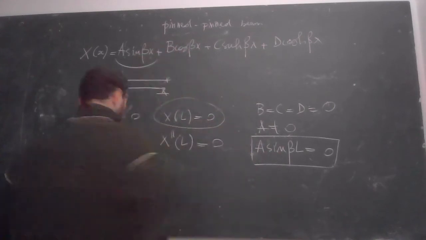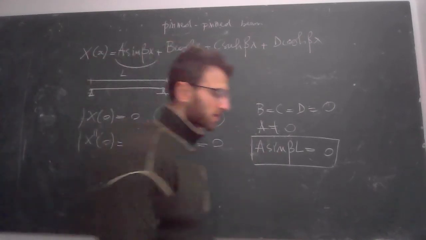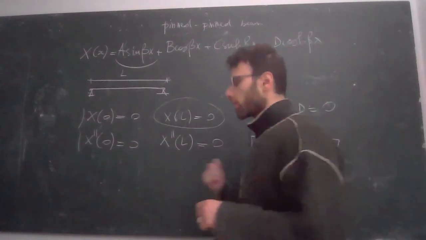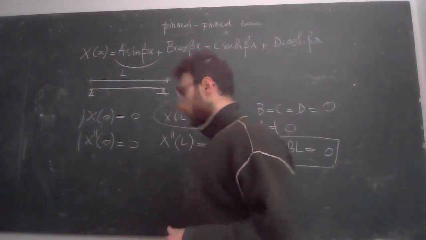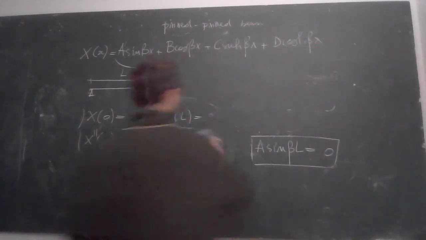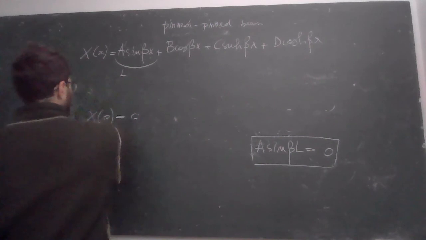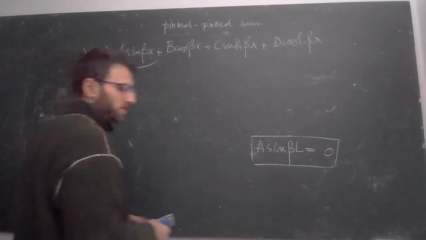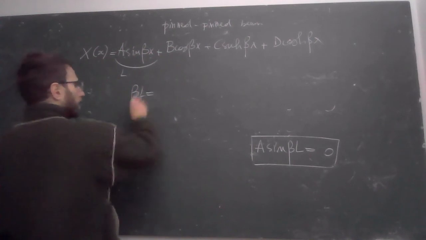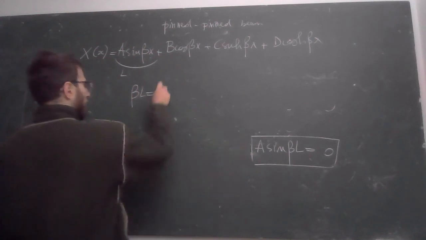We discussed this term. Characteristic means that using this equation we can find the eigenvalue problem. This is the sort of eigenvalue problem. So which are the conditions where the argument of the sine is 0? It means that the argument beta L is equal to n pi.